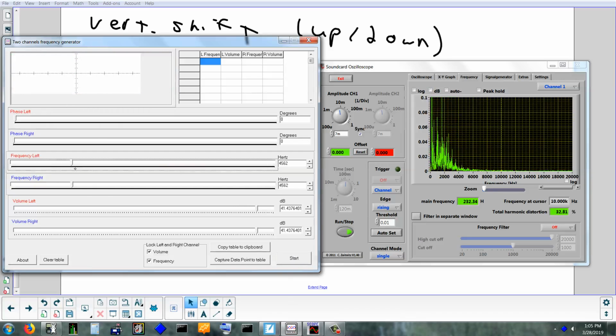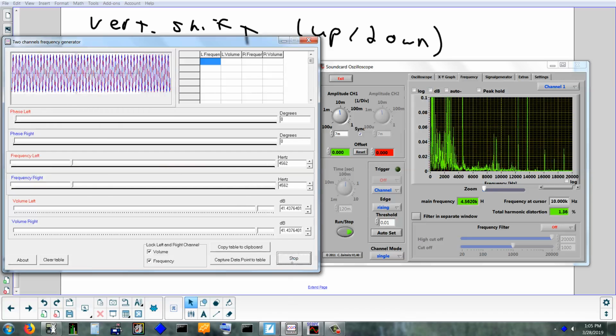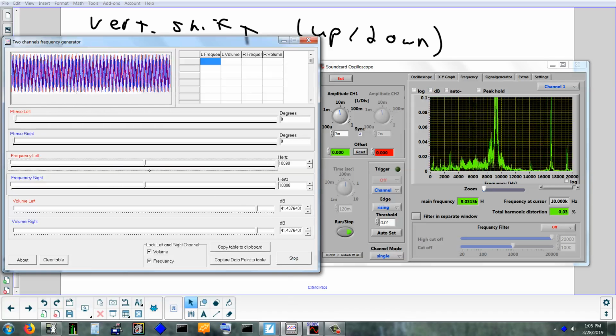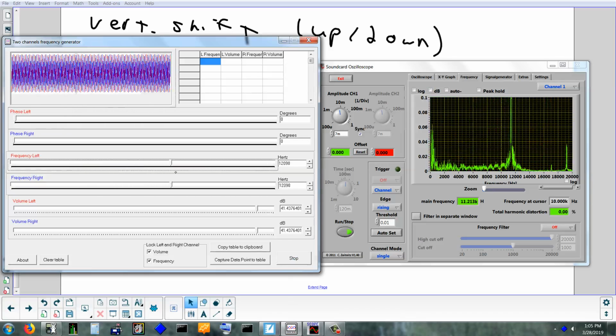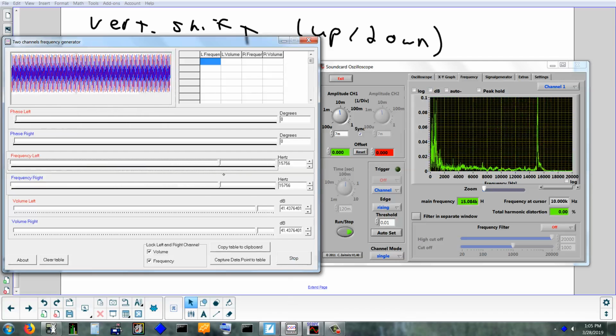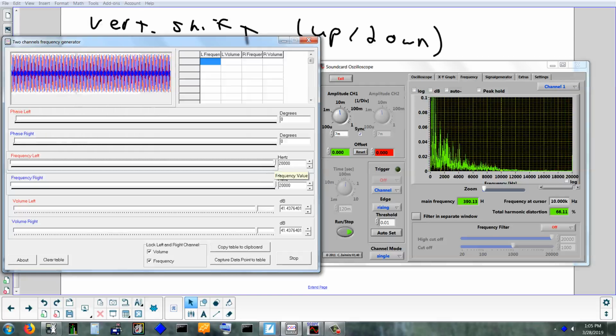So if we go up, I'll go up slowly. At some point, people are probably losing it. I just lost it. It stopped at about 16.5.